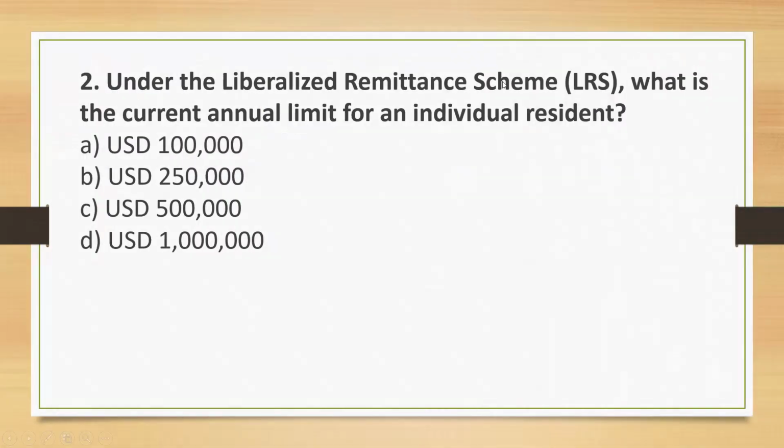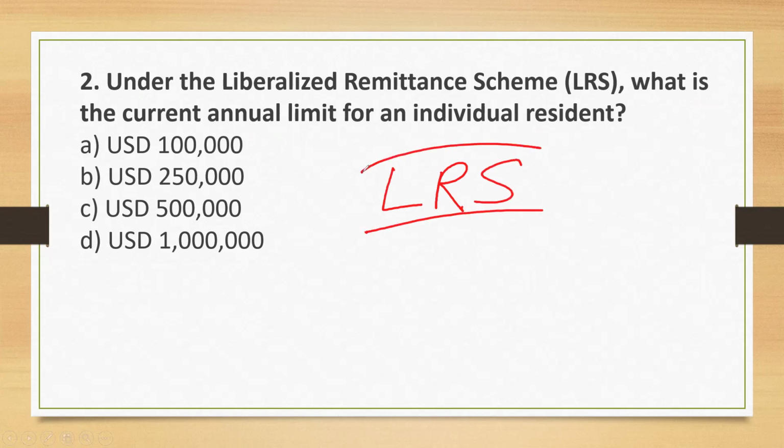Under the Liberalized Remittance Scheme, LRS, what is the current annual limit for an individual resident? So you have to tell what is the current limit under LRS. So LRS, you all know, Liberalized Remittance Scheme. Under this scheme only, an individual resident can send money abroad. So here you can see our options are 1 lakh USD, 2.5 lakh USD, 5 lakh USD, 10 lakh USD. So you have to tell what is the correct answer.